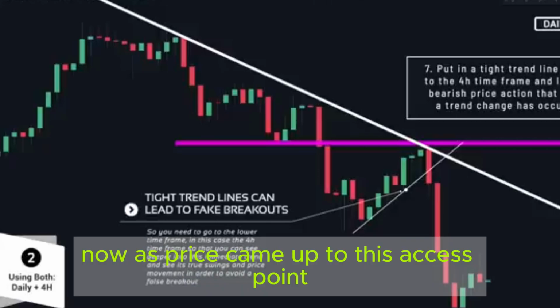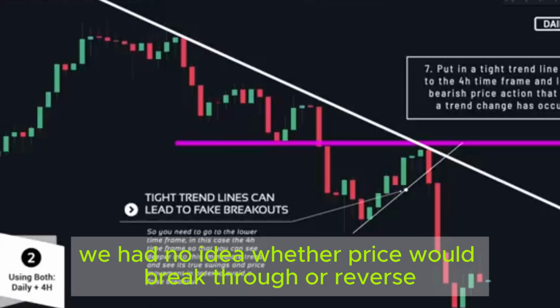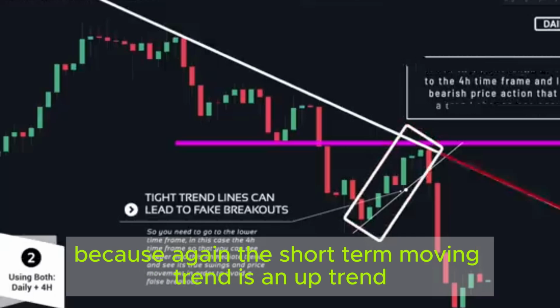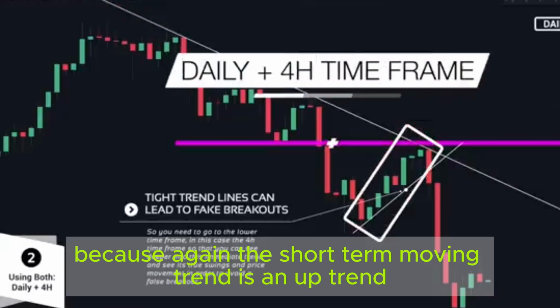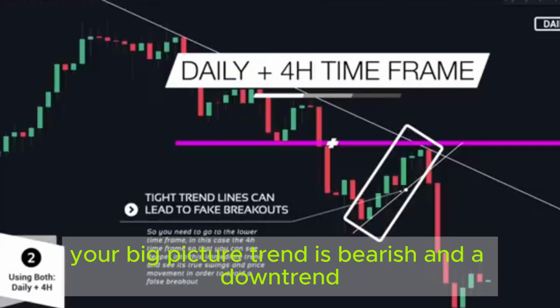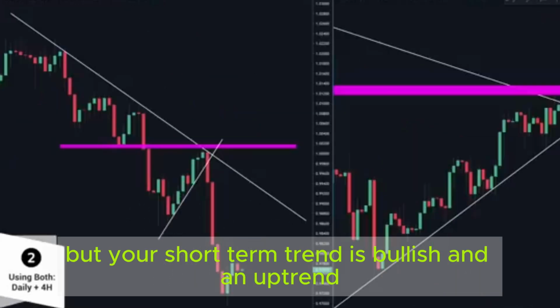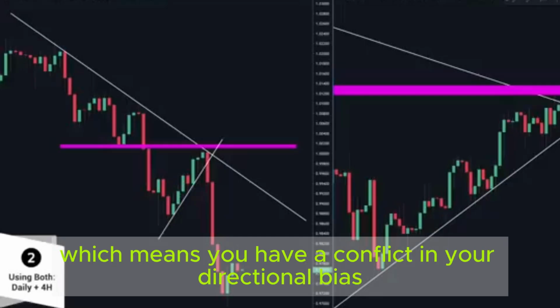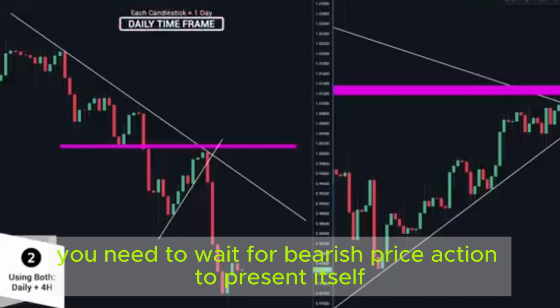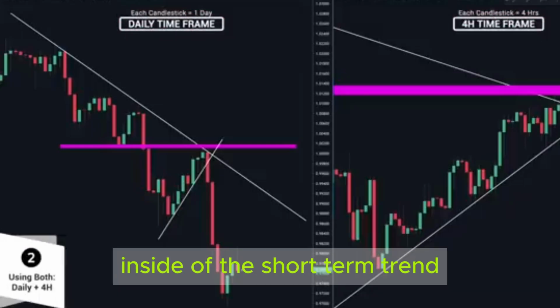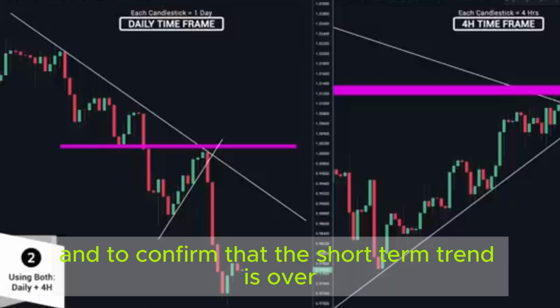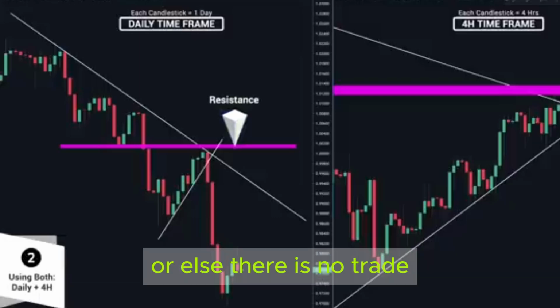Now, as price came up to this axis point, we had no idea whether price would break through or reverse, because again, this short-term moving trend is an uptrend. Your big picture trend is bearish and a downtrend, but your short-term trend is bullish and an uptrend, which means you have a conflict in your directional bias. So in order to solve that, you need to wait for bearish price action to present itself inside of the short-term trend, and to confirm that the short-term trend is over, or else there is no trade.